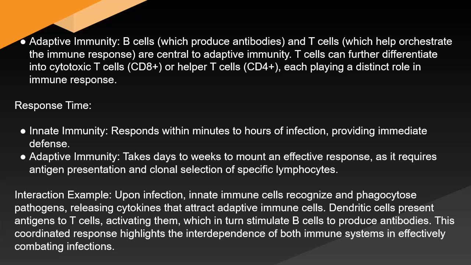Innate immunity: response within minutes to hours of infection, providing immediate defense. Adaptive immunity takes days to weeks to mount an effective response, as it requires antigen presentation and clonal selection of specific lymphocytes. Interaction example: upon infection, innate immune cells recognize and phagocytose pathogens, releasing cytokines that attract adaptive immune cells. Dendritic cells present antigens to T cells, activating them, which in turn stimulate B cells to produce antibodies. This coordinated response highlights the interdependence of both immune systems in effectively combating infections.